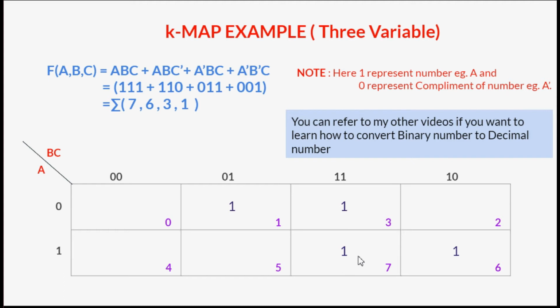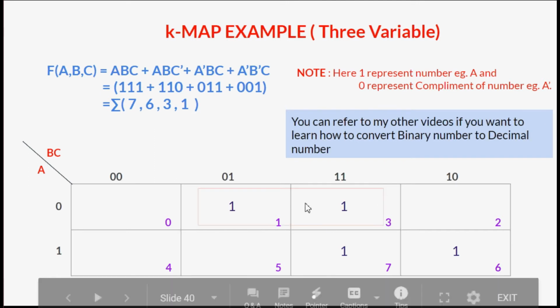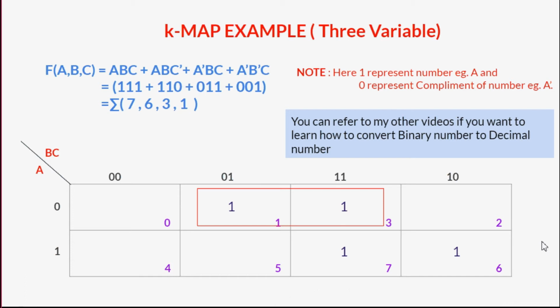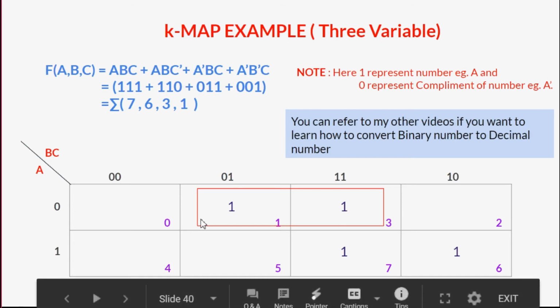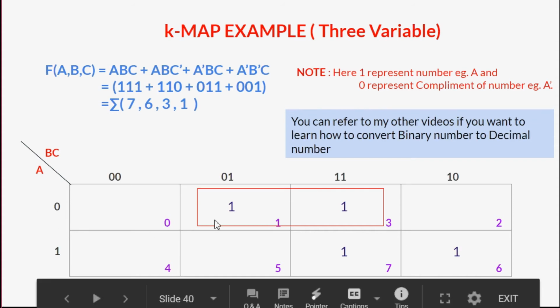So I need to form a block. I need to combine the cells, but I can combine only those cells which have entry 1. So first of all, I can combine this 1 and 3 cell. This is the first block I have made. In this block, now just have a look carefully. For this block, that is for 1 and 3, A is constant. For 1 it is giving 0, for 3 it is also giving 0, which means A is constant.